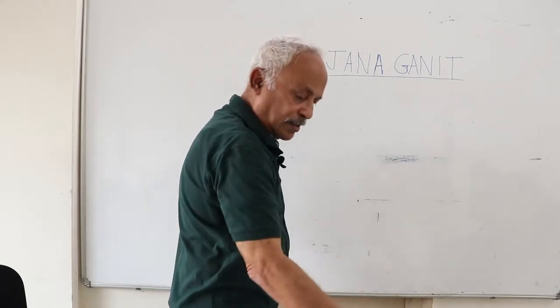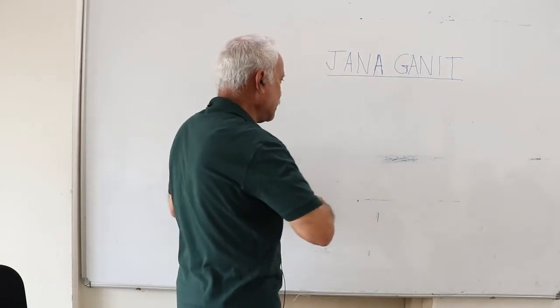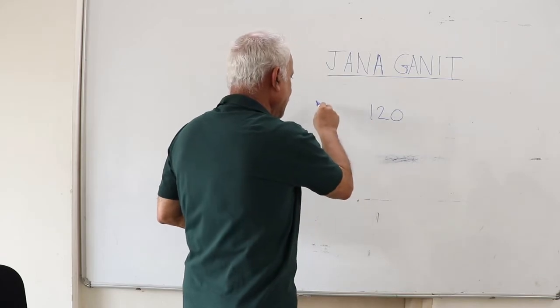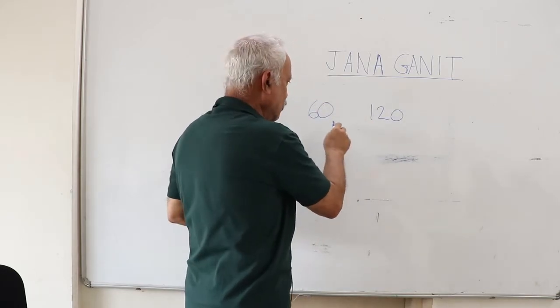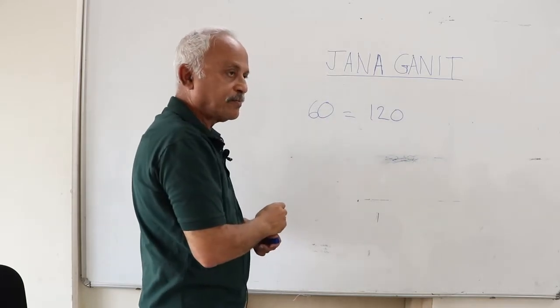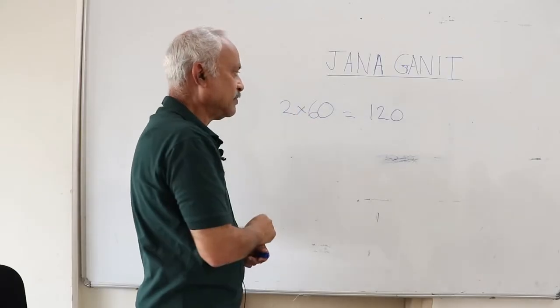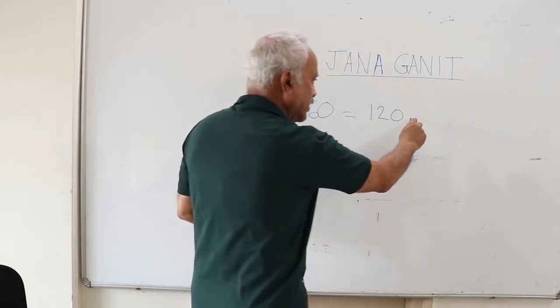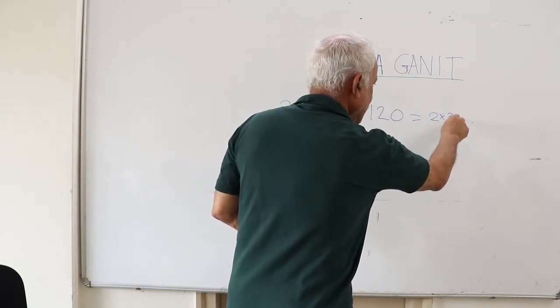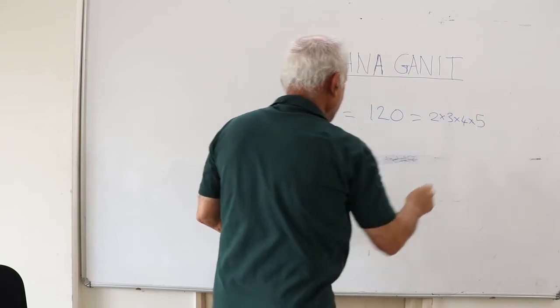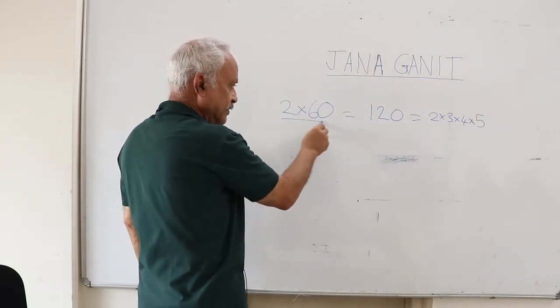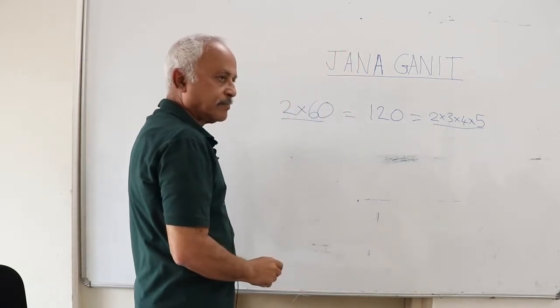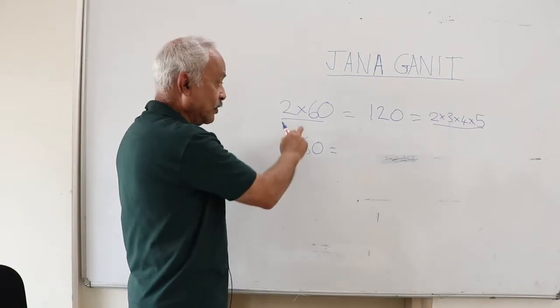I am writing here 120 and I am writing here 60. So I can write 120 is equal to 60 into 2. 2 into 60 is 120. Okay. Now I know that 120 is equal to 2 into 3 into 4 into 5. So look at this and look at this. So what is 60 equal to?